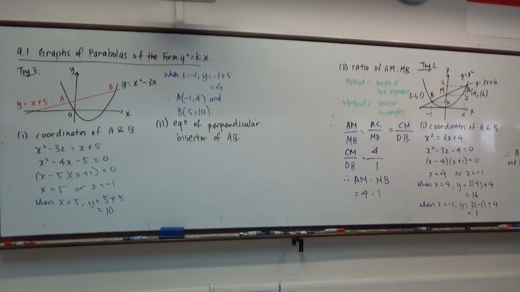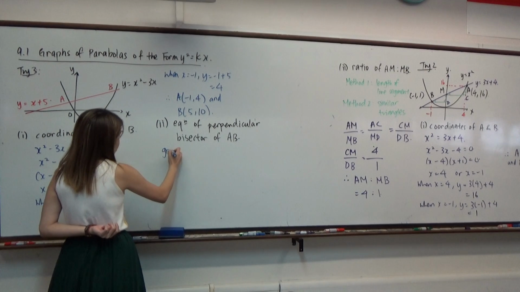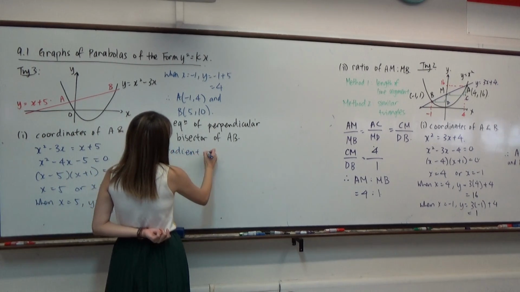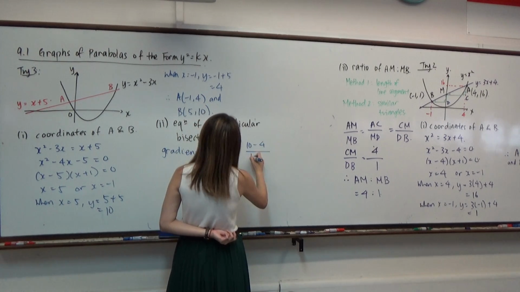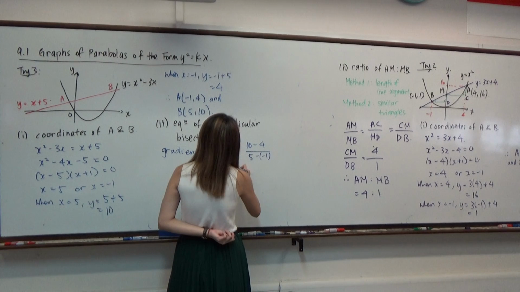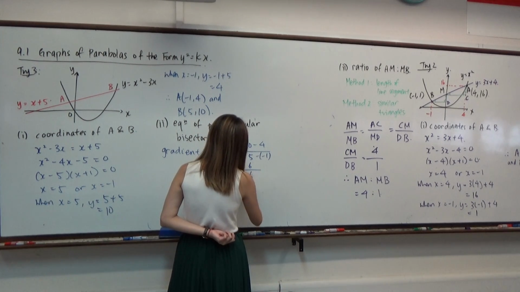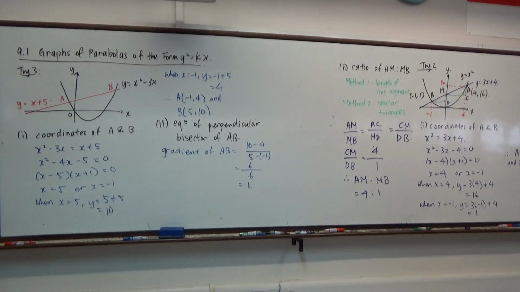How do we find the equation of the perpendicular bisector of AB? What are the things that we need? Gradient. We need the gradient of AB. The point. Midpoint. The midpoint. Okay. So the gradient of AB is 1. Is that sufficient for us to find the equation?